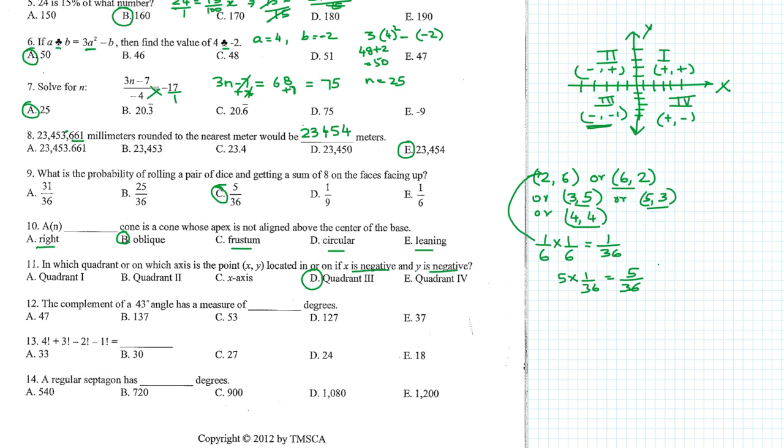Question 12. The complement of 43-degree angle has a measure of how many degrees? So that means 43 plus x is equal to 90 degrees. So we have to solve for x. So clearly x will be equal to, if you subtract 43 from 90, you will get 47 degrees. So we'll select A as the answer.